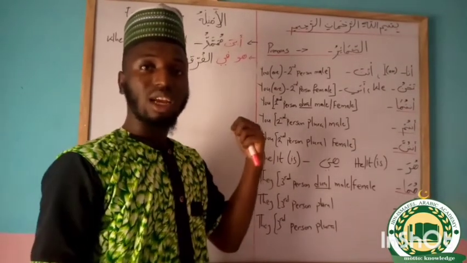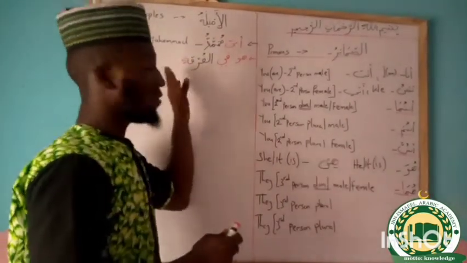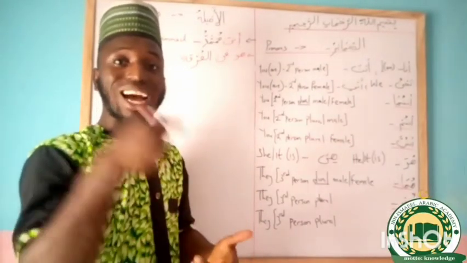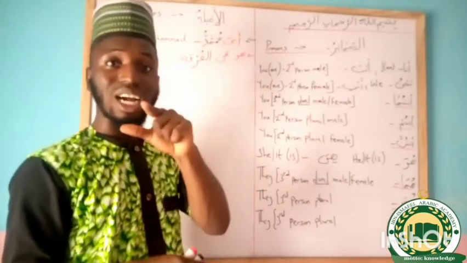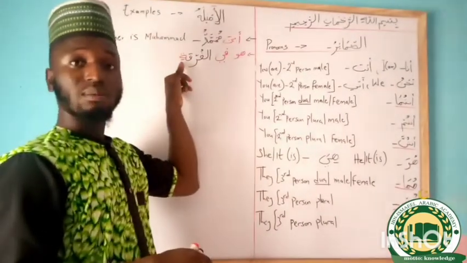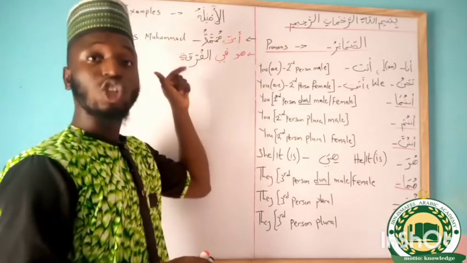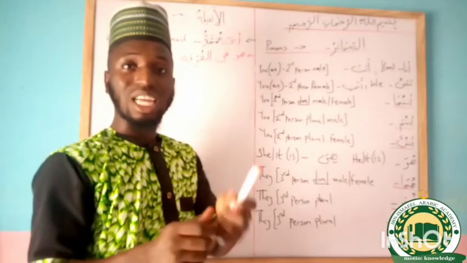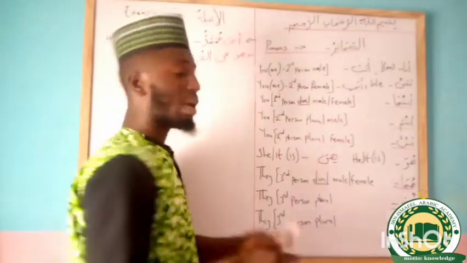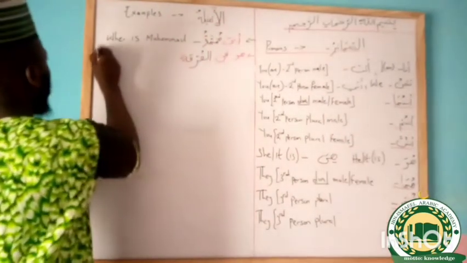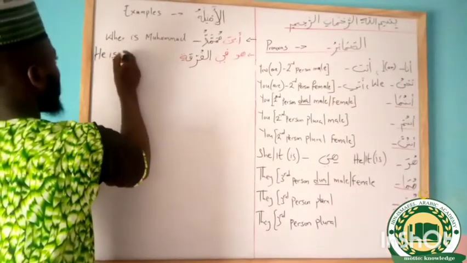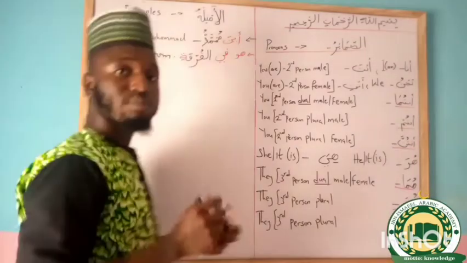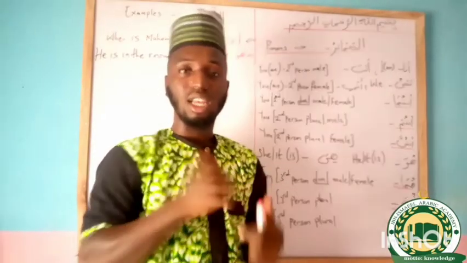Now let's take a look at this. I said in the definition that a genitive noun is known in Arabic by accenting the last alphabet with what? Kasra. Now look at the kasra here. This one takes kasra. It shows it's a genitive noun. We call it ismu majrur in the Arabic language. Now what is the meaning? He is in the room.